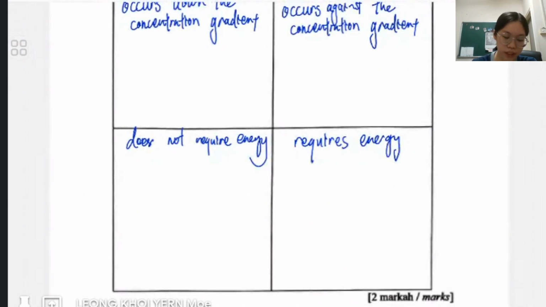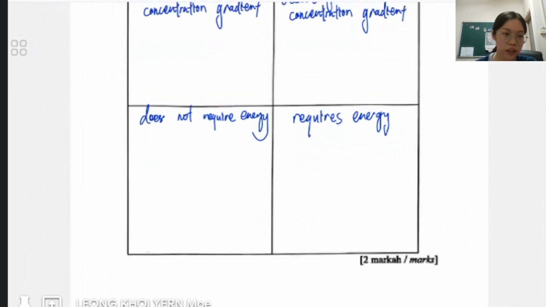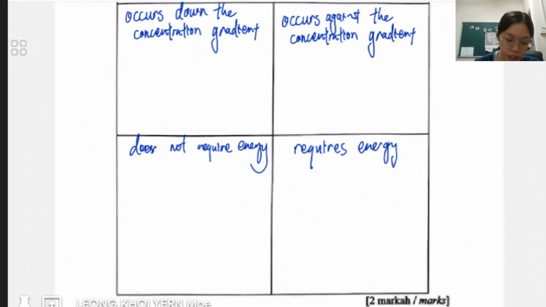And when it keeps occurring down the concentration gradient, it will occur until a dynamic equilibrium is achieved. So another point I can add for you for more options: until a dynamic equilibrium is achieved.